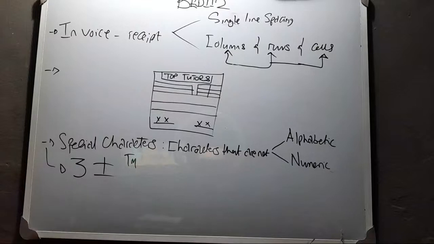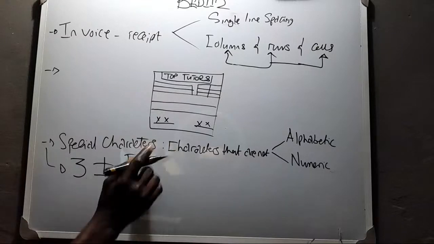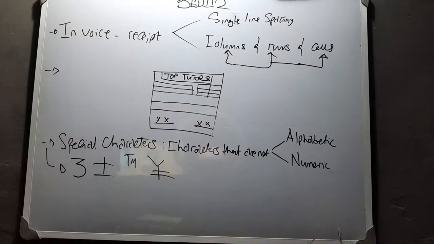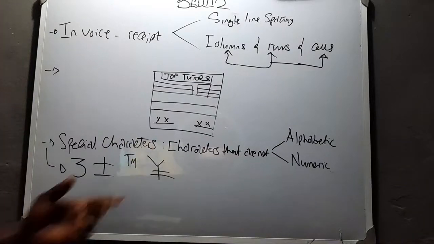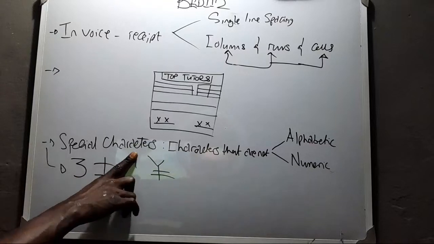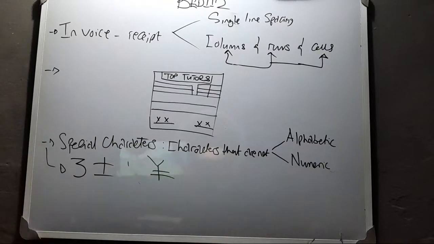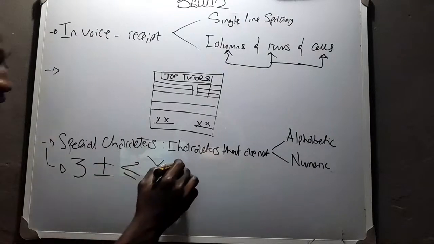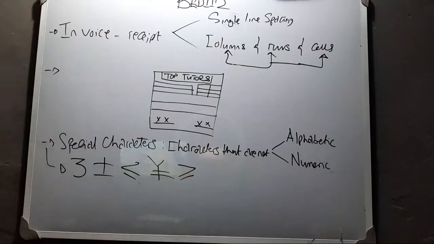Let's say things like this. Let's erase this and go for something else. We have this and we have that. All these are examples of what we're talking about.